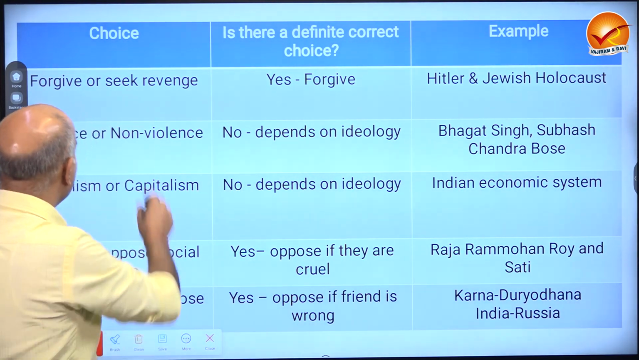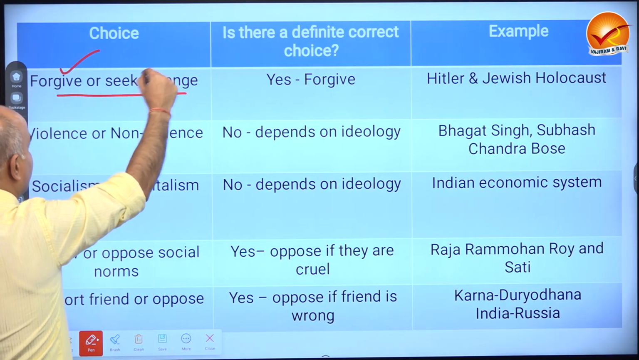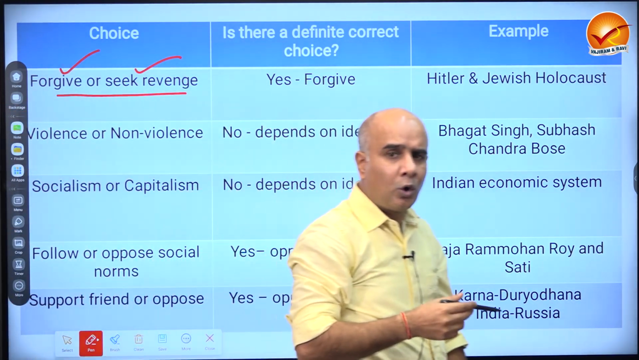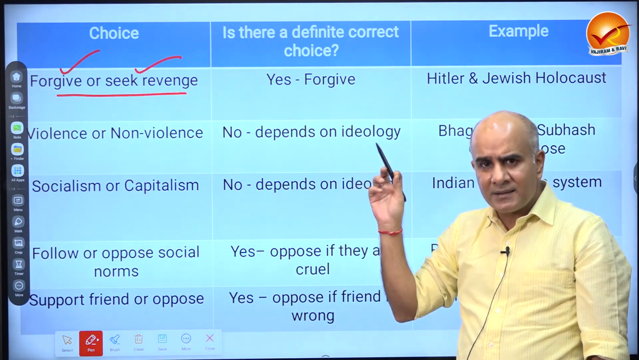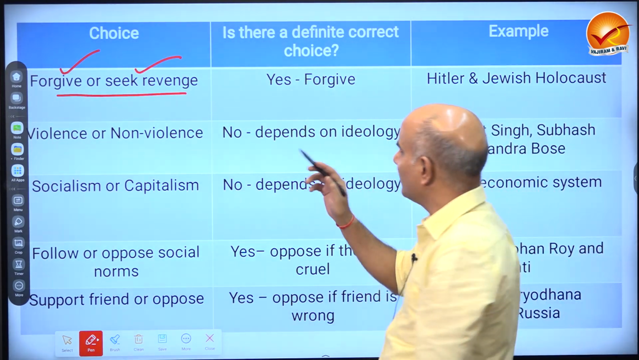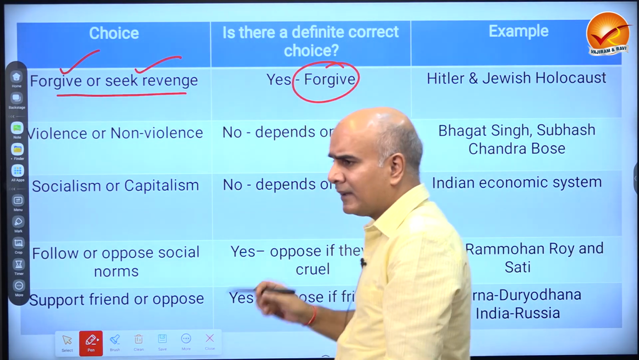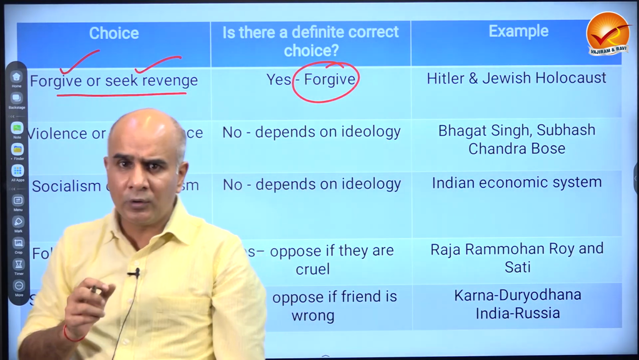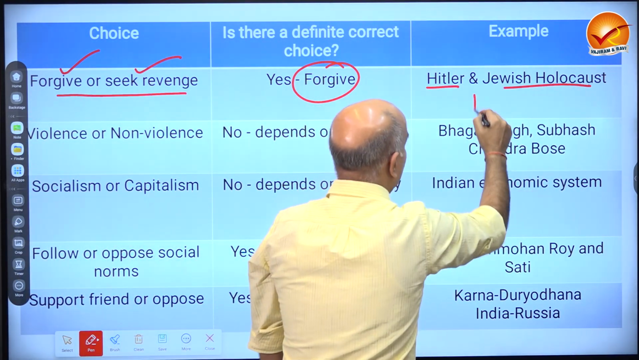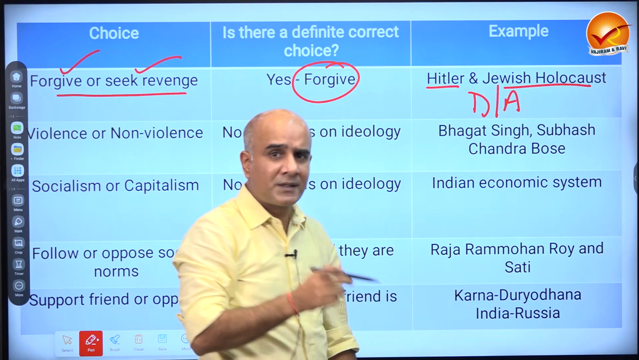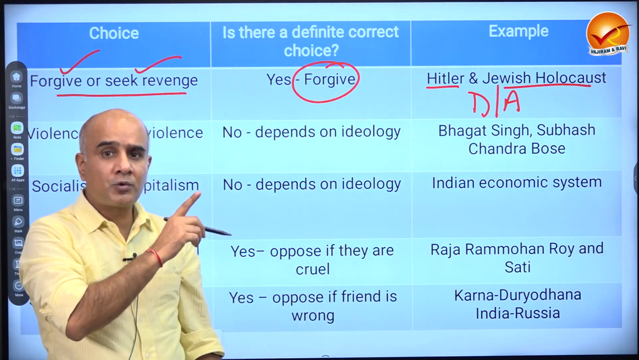For instance, every person has a choice to either forgive or to seek revenge. Now over here, is there a definite right choice? Answer is yes. As a decent human being, the correct choice is very clear always, that you must be willing to forgive. And whose example will I give you here? I can give you the example of Draupadi and Ashwathama, which we've discussed earlier. There, Draupadi chose to forgive.